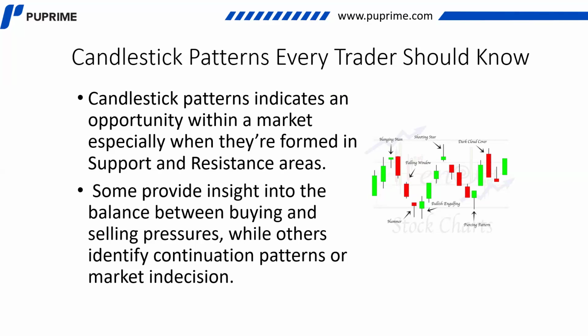So resistance is where price gets to in the chart and starts dropping, that is the presence of sellers. Then we can call it a seller zone. Then support is a place where price gets to and starts going up, and starts buying. I call it the buyers zone. Now, some patterns provide insight into the balance between buying and selling pressures, while others identify continuations, patterns, or market indecision.